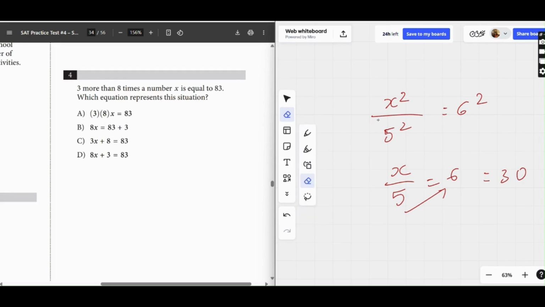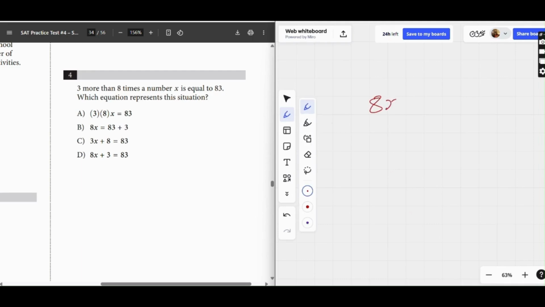All right, the fourth question. 3 more than means plus 3. 8 times a number means 8 times x, plus 3 equals 83. Search for this equation among the options and you're good to go, which is option D.